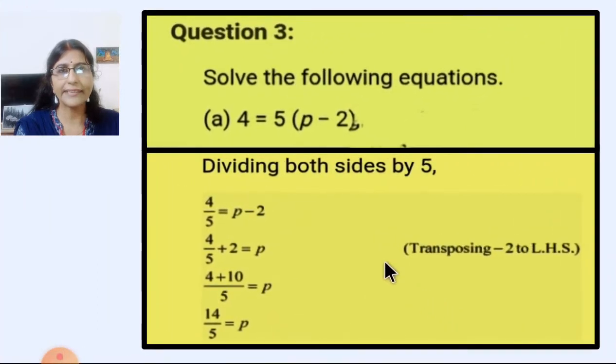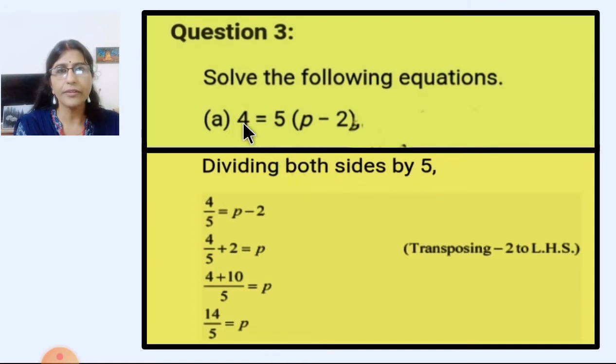Now let us do another kind of equation. Question number 3 of the same exercise. 4 is equal to 5p minus 2. So here you can see again there is a bracket, that means multiplication is there, and 5 is here, and here 4 is there. So what we can do, we can keep the variable on this side only. We will keep it here. We will take this to the other side. So here it is multiplied. When you take it to the other side, it will become division. So that is written here, dividing both the sides by 5.